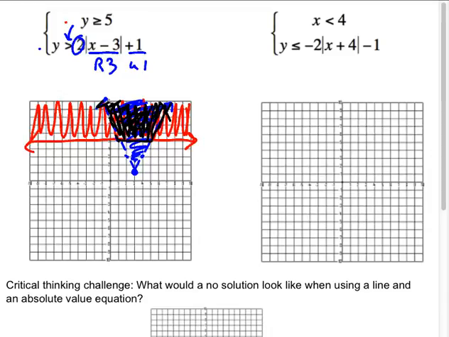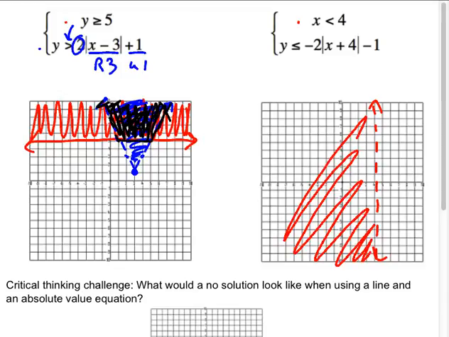The other special case when it comes to lines is x being compared to a number. And remember that is going to be a perfectly vertical line. And remember x being less than 4, well the x values less than 4 are all over here.